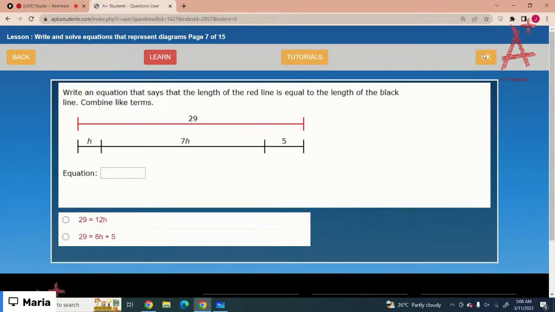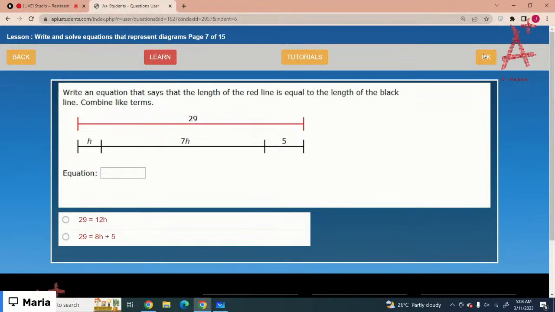Okay, the next one is: write an equation that says the length of the red line is equal to the length of the black line. So which is the correct option? The length of the red line is 29 and the length of the black line is the length of the segments. Got it? It would be h plus 7h plus 5.